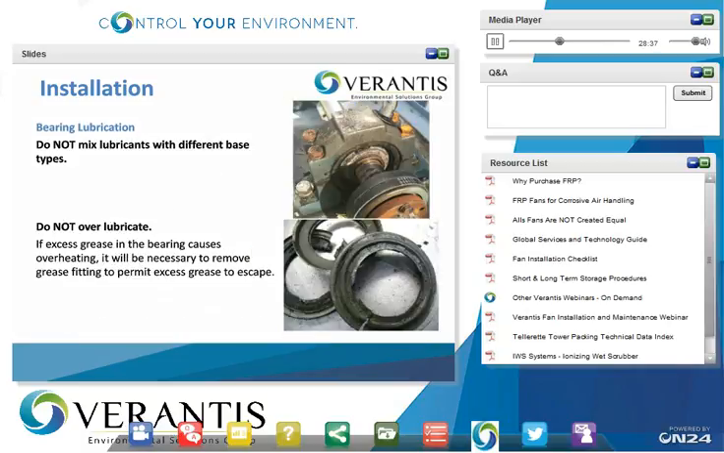Bearing lubrication. Do not mix lubricants with different base types. The top photo on the right shows a bearing from a job site that had failed. And when I went out to do the change out, the fan was under warranty.